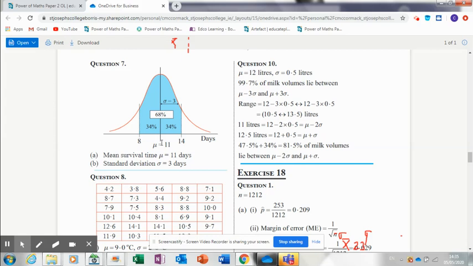The standard deviation is between 11 and 14. So what's my standard deviation? What's the difference between 11 and 14? It's 3 days. Question 8.